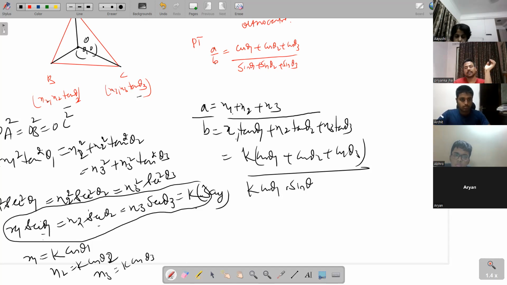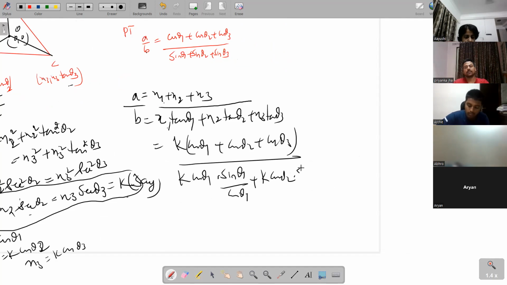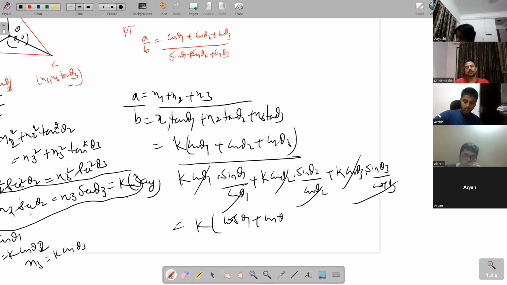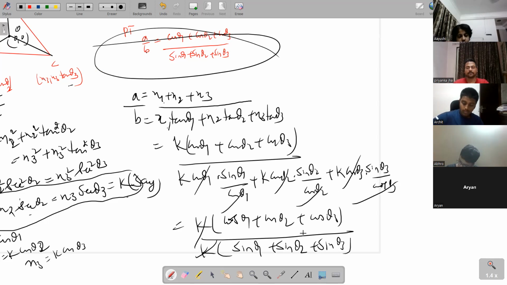Tan theta 1 is sin theta 1 upon cos theta 1. Next, k cos theta 2, and tan theta 2 is sin theta 2 upon cos theta 2. And this is k cos theta 3 into sin theta 3 upon cos theta 3. Cos cancel. Now, in the numerator, you have cos theta 1 plus cos theta 2 plus cos theta 3. In the denominator, you can again take k common and you will have sin theta 1, sin theta 2, sin theta 3. And you got the answer. You proved it. Understood?